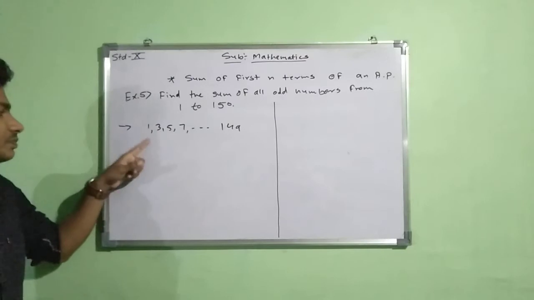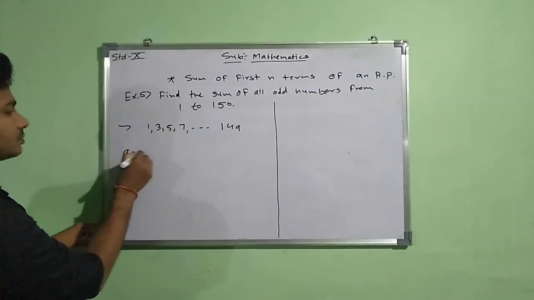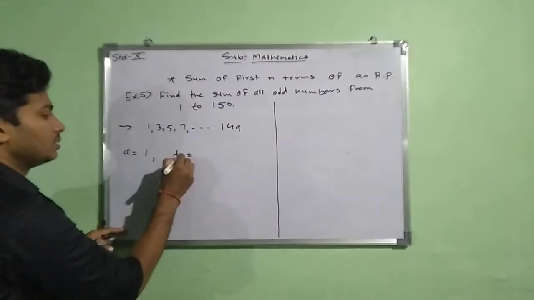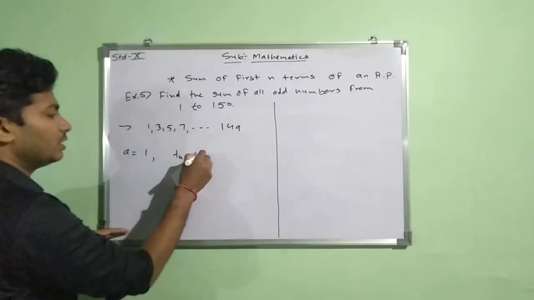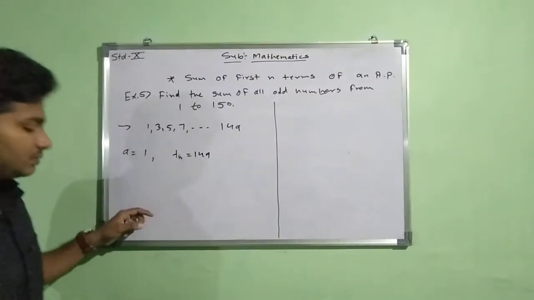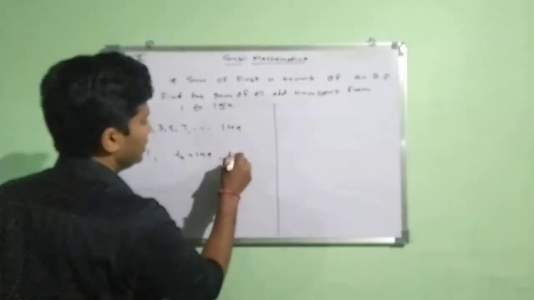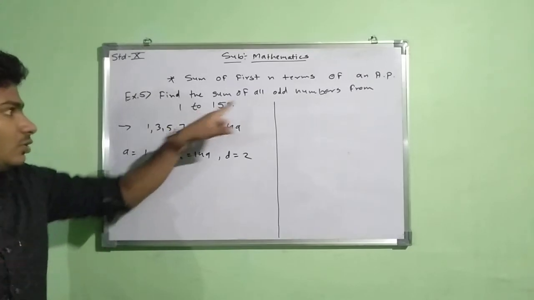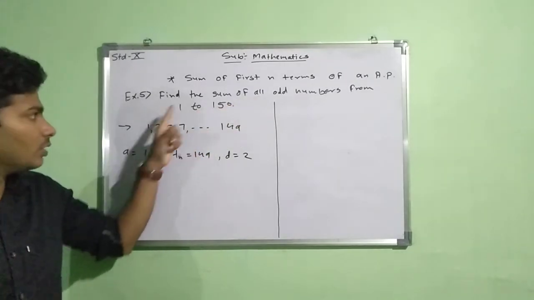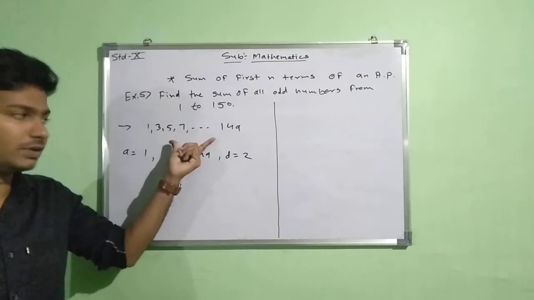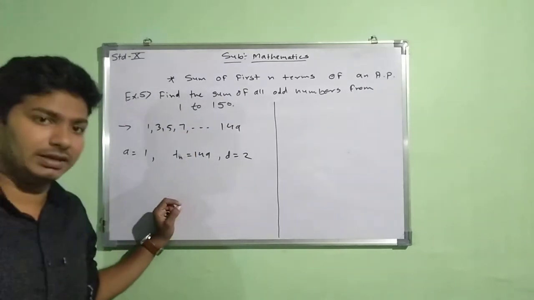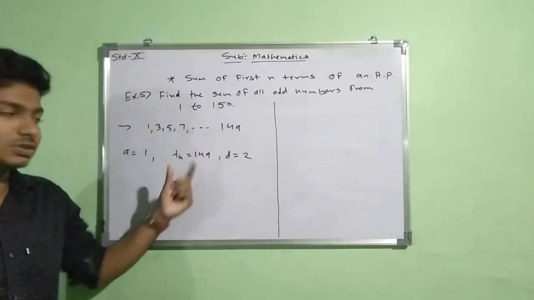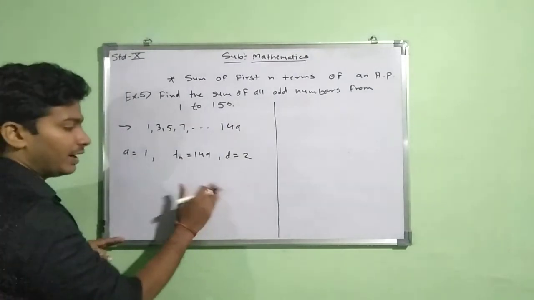Now you can see here we have a, which is 1, that means the first term. The last term is tn, which means the last term, 149. And the common difference d is 2 between all the odd numbers. Here we don't know how many odd terms there are between 1 to 150. For that we need to find the value of n, because the value of n is required in our formula to find the sum. So we will find the value of n.